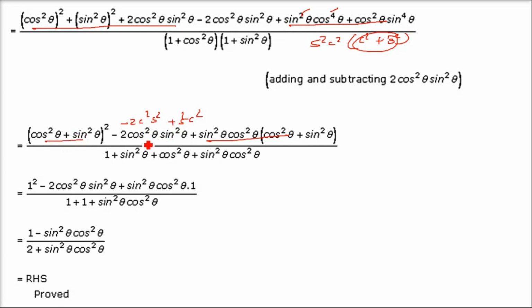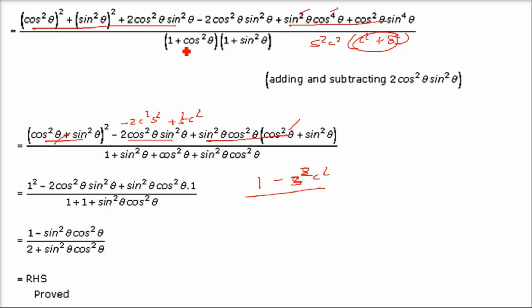This whole is 1, and from here this is 2 sin square cos square. From here you get sin square cos square. So this minus 2 and 1 becomes minus 1. So you get 1 from here. From here minus 2 sin square cos square, 2 sin square cos square.